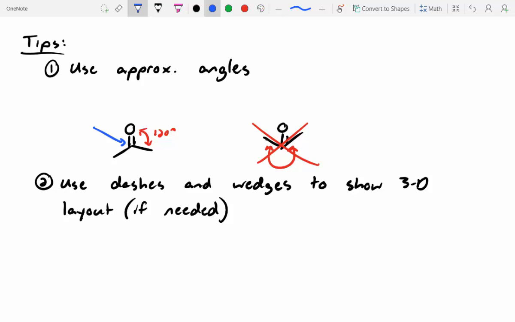However, when we get to more complicated molecules, we probably do want to use dashes and wedges to show whether or not it's sticking out towards you or away from you. If it's planar, just draw it in plane with the page.